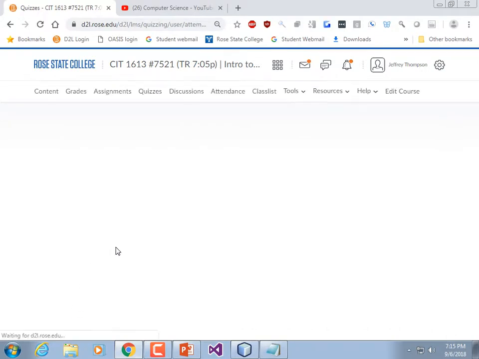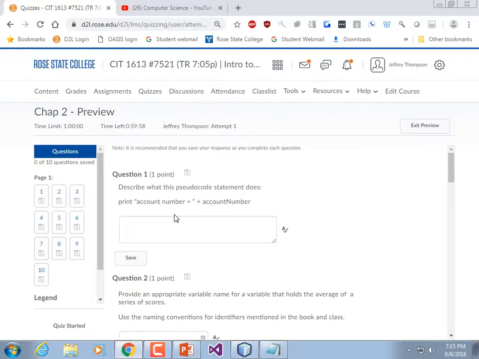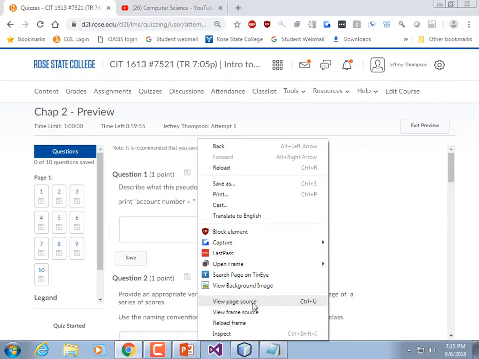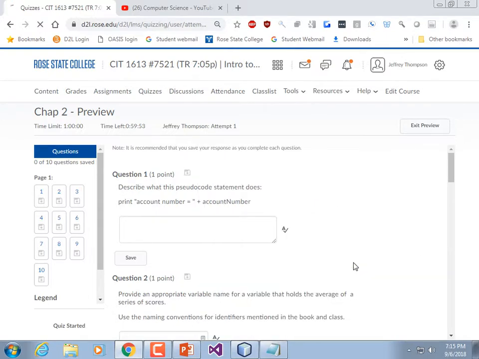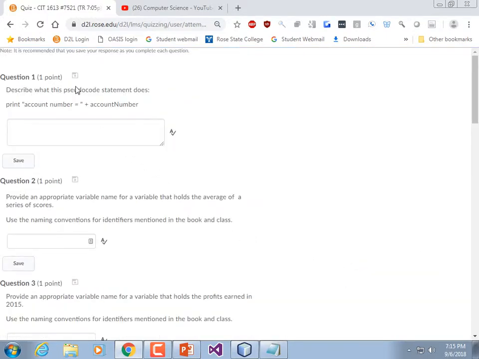So, for example, if we pop it open, and don't take it during class, but, you know, unless I specifically gave you time to do that.